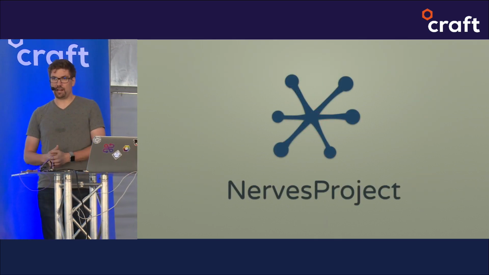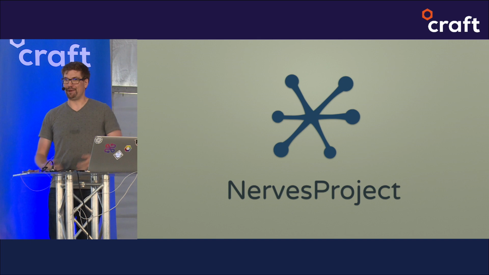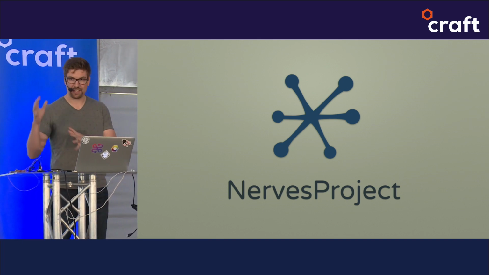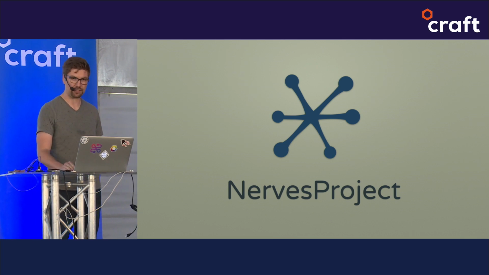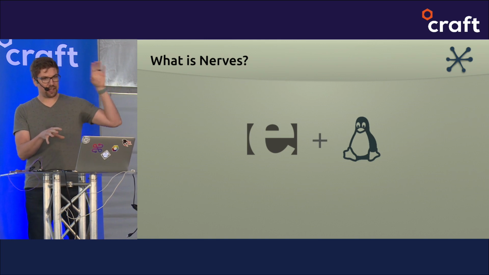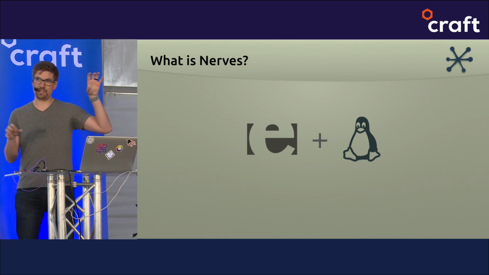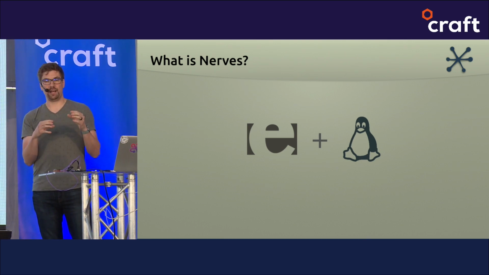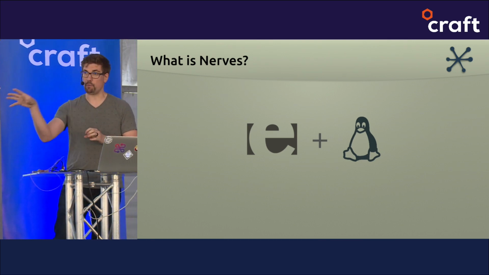So the first thing I want to talk about from the ground up, because we're here to talk about embedded systems as a start, is Nerves Project. Nerves Project is the embedded arm, sort of, of the Elixir ecosystem. And essentially what it is, we take the Erlang VM, and we take embedded Linux, and we smush them together. And then in the end, we output firmware.